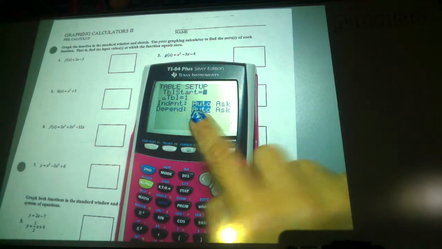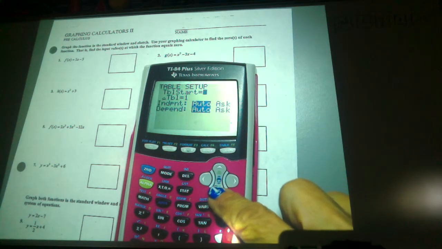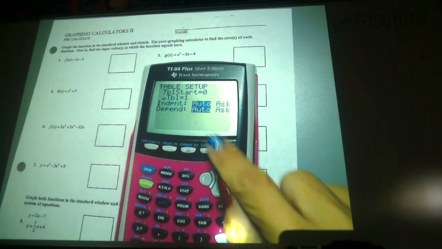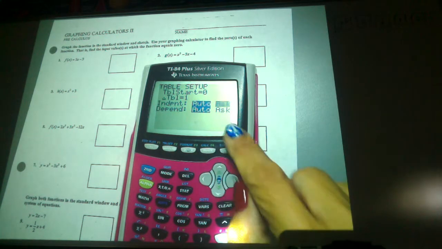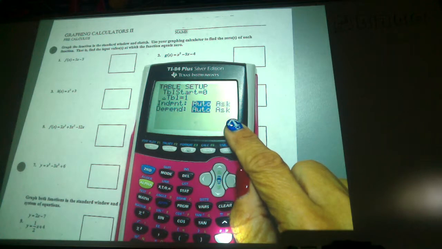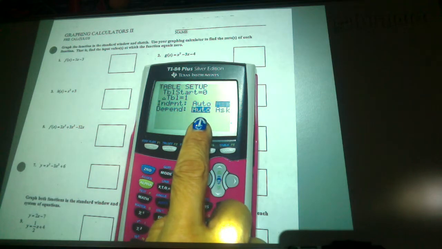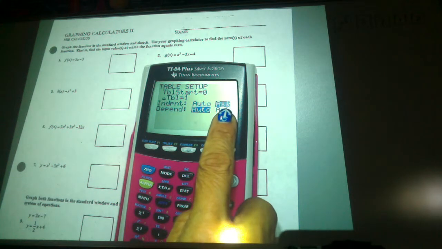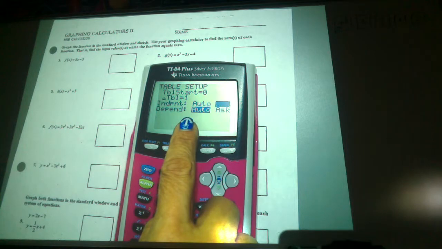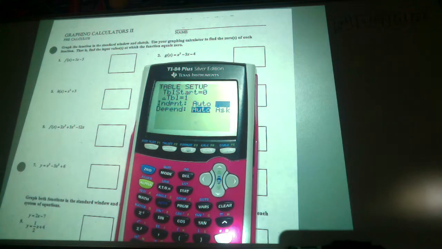So you want to go down to the independent variable, which is your x variable. So scroll down. Now it's flashing. You want to scroll to the right so that ask is flashing, but you want to hit enter so that it's no longer on auto. You want the dependent to be auto because what you're telling the calculator is you're going to input the x value and it's going to tell you what the y value is. So you want your table set to look like that. Everybody there?